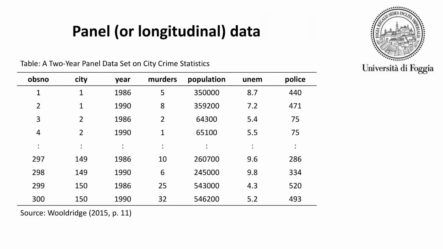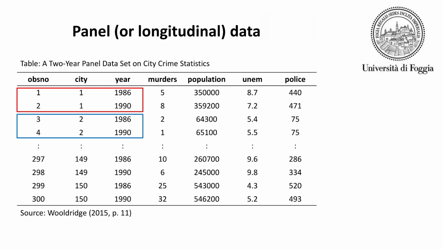A panel data or longitudinal dataset consists of a time series for each cross-sectional member in the dataset. The key feature of panel data that distinguishes them from a pooled cross-section is that the same cross-sectional units are followed over a given time period.